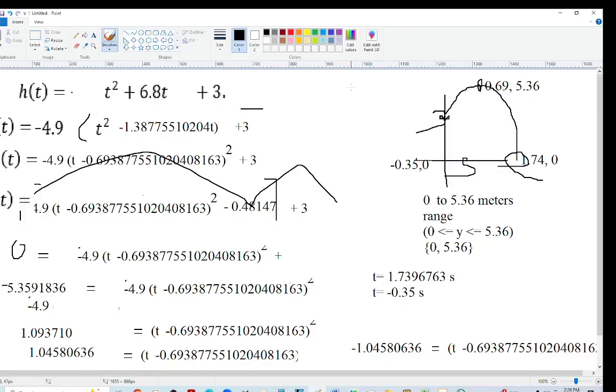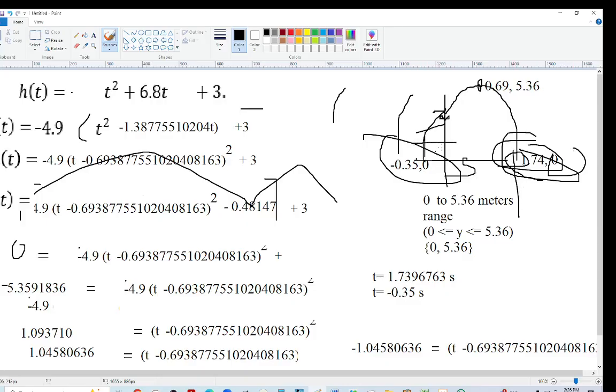Now, in the real world, they say, when do they hit the water? Well, you don't include that one. You only include that one. So when do they hit the water? 1.74 seconds. Their height is 0. They hit the water. We don't care below the water. We don't care about negative time.